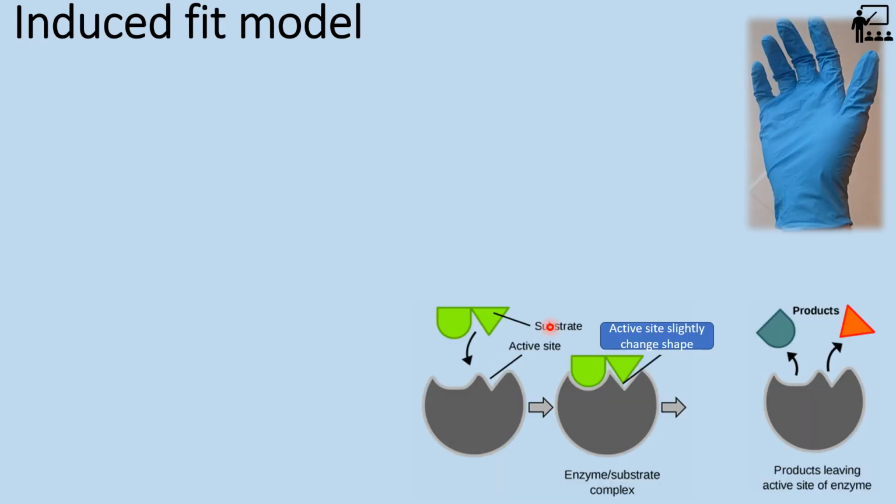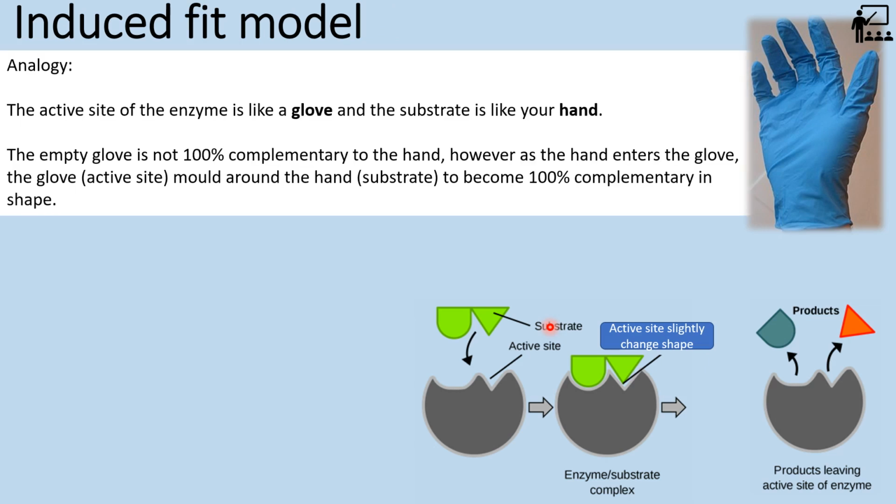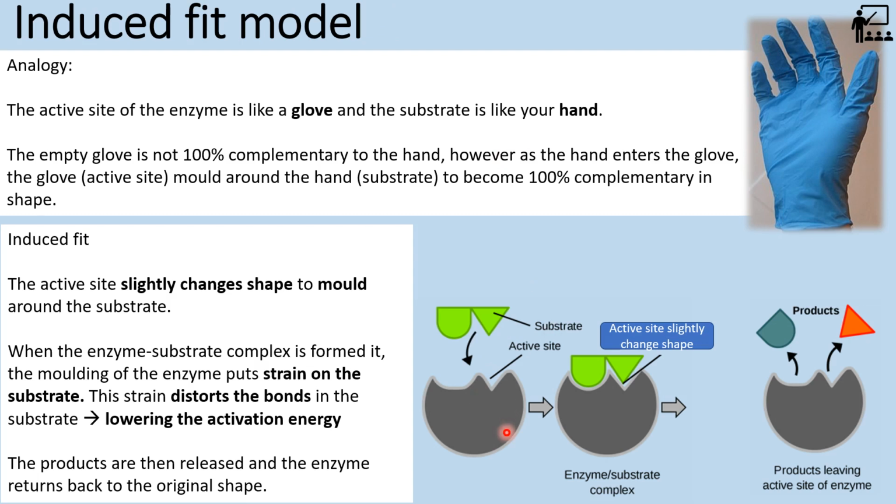The induced fit model is slightly different. Looking at the diagram here, this is the most accurate and this is what we believe happens. I have my enzyme here, this is the active site, and the substrate fits in. But although we mentioned in the lock and key that the active site is 100% complementary, in actual fact it's not 100%. Once the substrate has bound to the active site, the active site slightly changes shape in order to become 100% complementary.